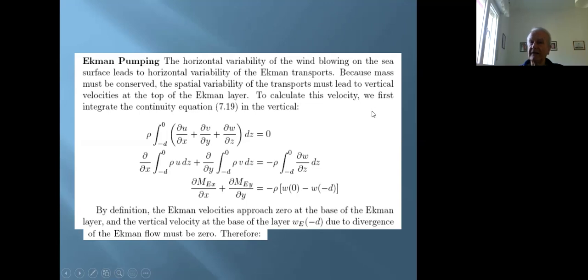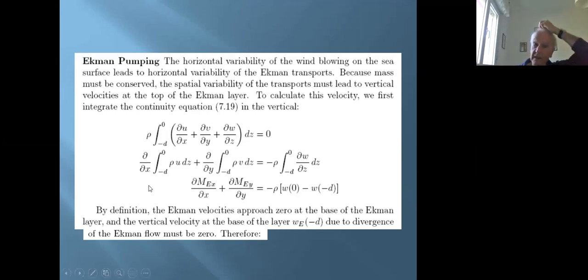And because the mass of the seawater must be conserved, the spatial variability of transport must lead to vertical velocities at the top of the Ekman layer. As I told you before, if we have the flow going from one point to one side and to the other side, we have a divergence, and we create the vertical velocity toward the sea surface, and vice versa. If we have a convergence, then we have the vertical velocity toward the deeper layers, due to this heterogeneity of the wind.